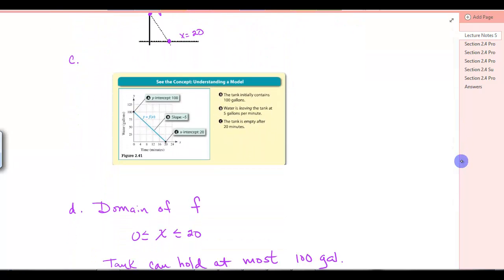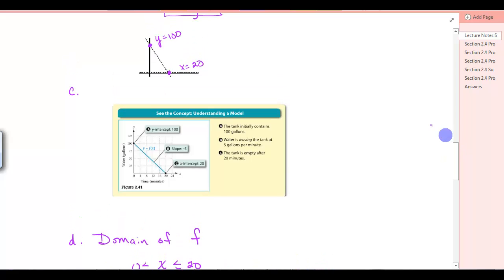Discuss the domain. All right, before we do that, this is about those intercepts. And so the y-intercept, what does that actually mean? That's what it held initially. Remember, that was the amount of water in initially. That's going to be your y-intercept. The slope is negative 5. Water's leaving at 5 gallons per minute. And x-intercept, the tank is empty after 20 minutes because time in minutes is down here. All right, so that's what those mean.